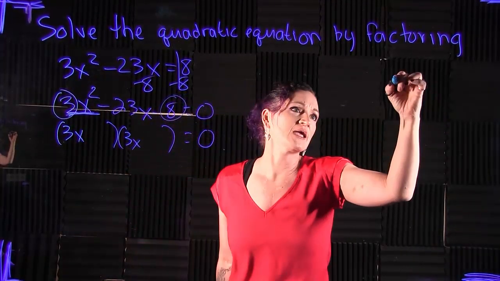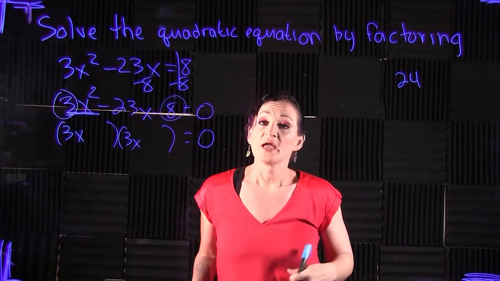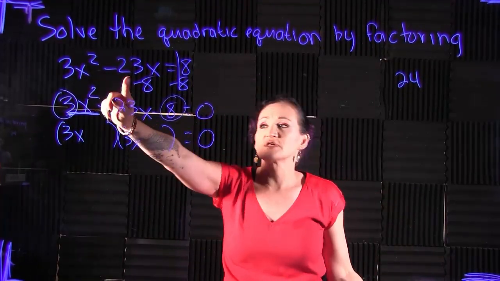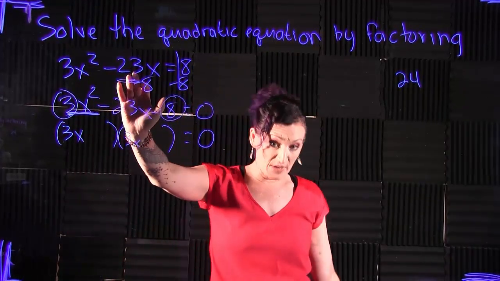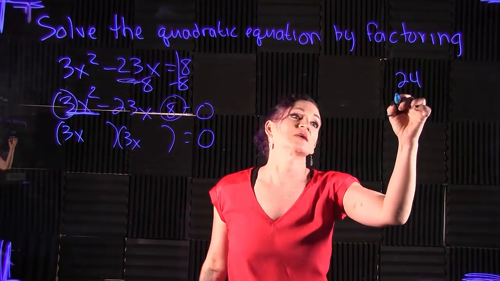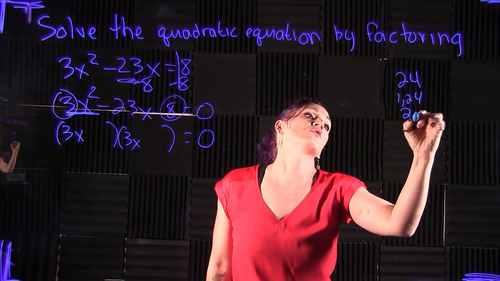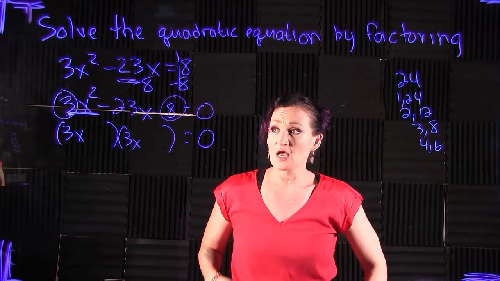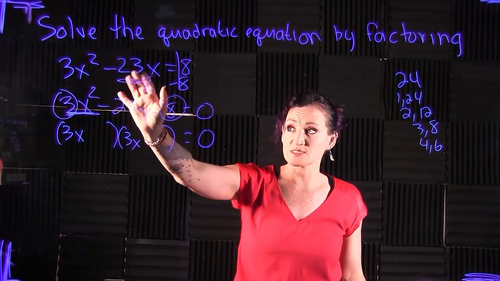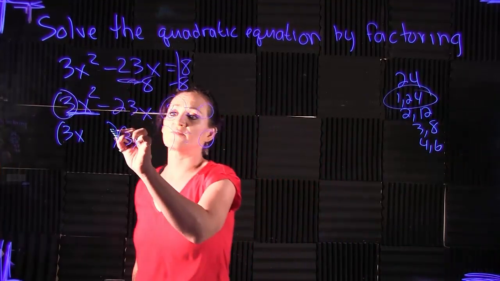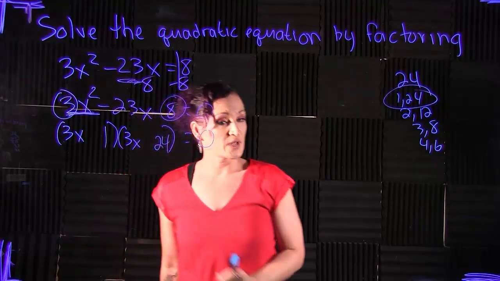Step 2: take the first number times the last number. 3 times 8 is 24. Give me everything that multiplies to get 24, that adds or subtracts to get 23, your middle number. Multiply to get this, add or subtract to get this. Now we have 1 times 24, 2 times 12, 3 times 8, 4 times 6. But we are looking for what adds or subtracts to get the middle number, the 23. So we want the 1 and the 24.